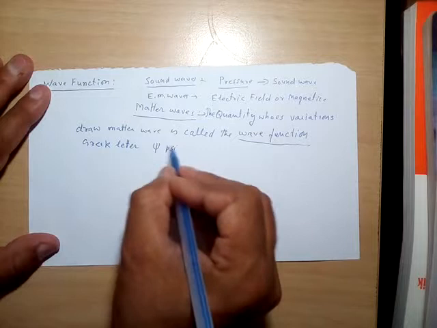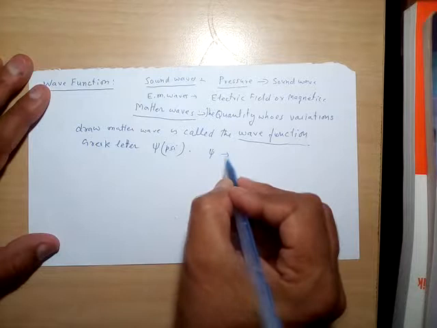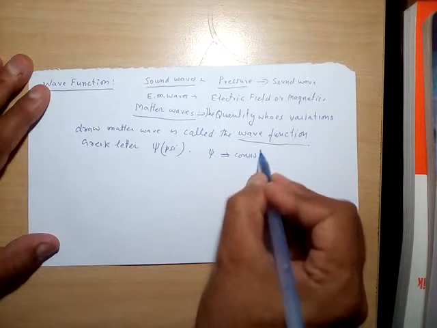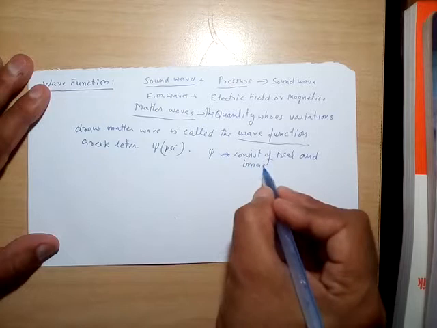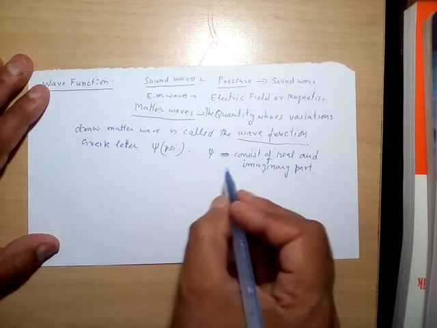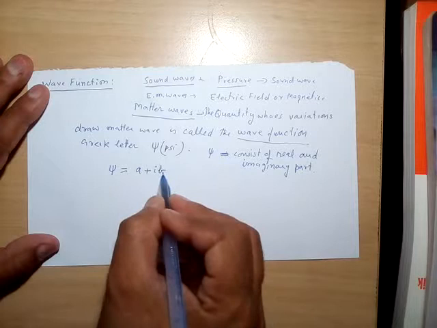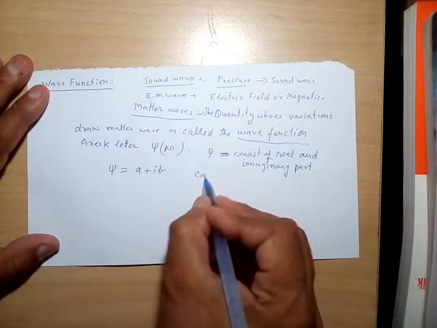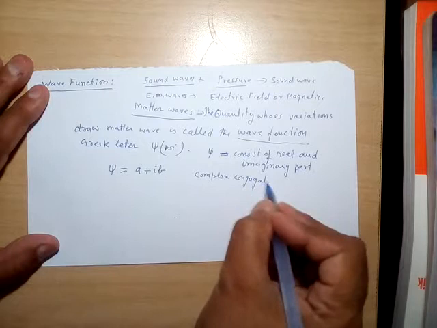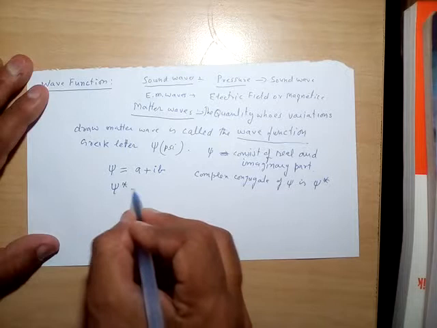And we know that this psi consists of a real and imaginary part. Mathematically, we can represent it like this: psi is equal to a plus iota b. So one is a real quantity and another is the imaginary quantity, and the complex conjugate of psi is psi star, and we can write psi star is equal to a minus iota b.